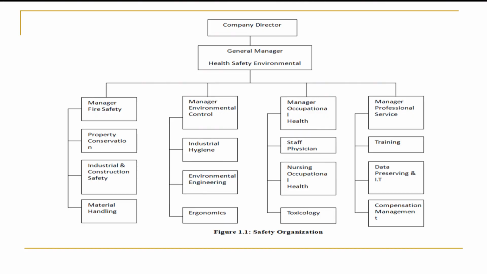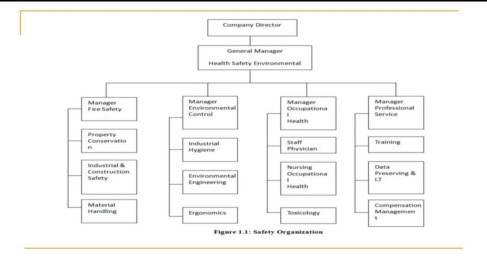This is a safety organization flowchart. It starts with the company director, managing director or executive directors. Then directly below is the general manager for health, safety and environment. Health and safety is a separate department in every industry, and they must have a general manager for health, safety and environment. Apart from that, there are 4 managers in the safety department. Manager 1 deals with fire safety and another manager controls the environment. Another manager deals with occupational health for the employers and employees, and another manager provides various professional services.